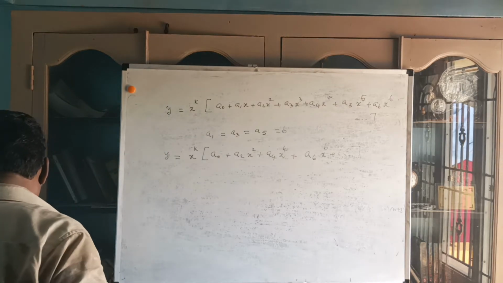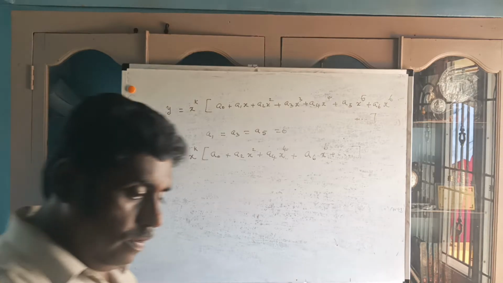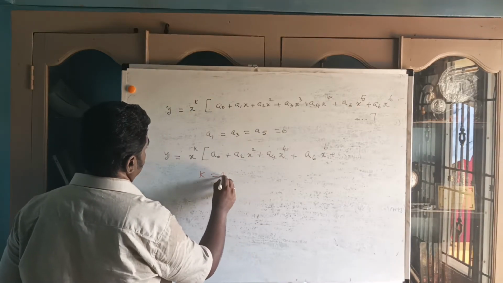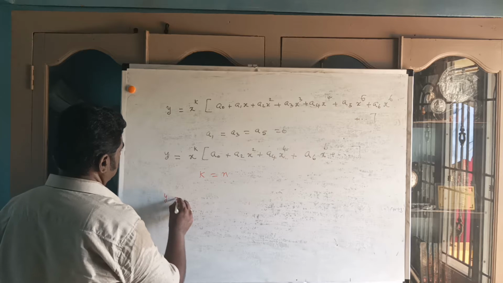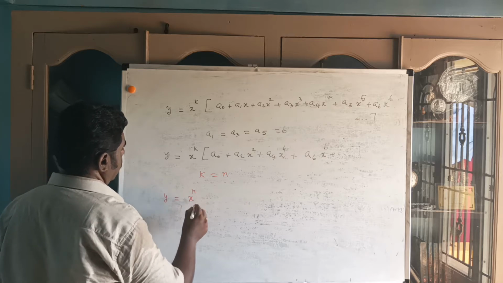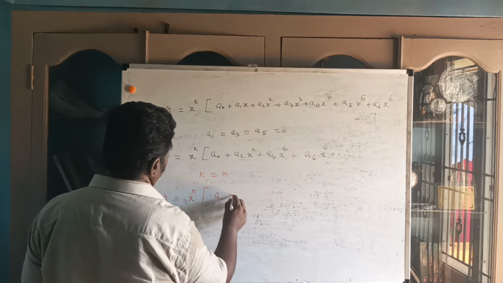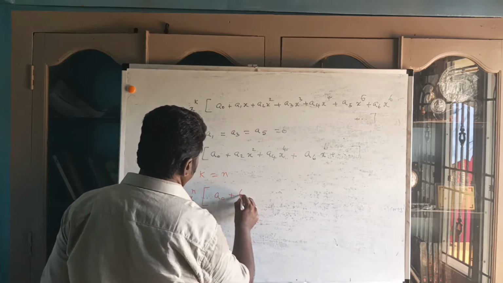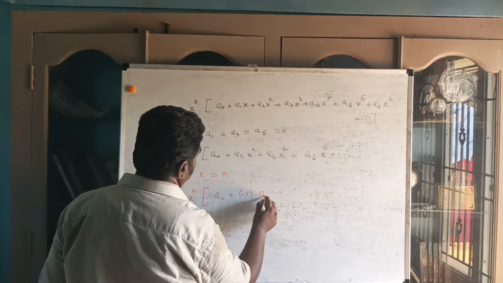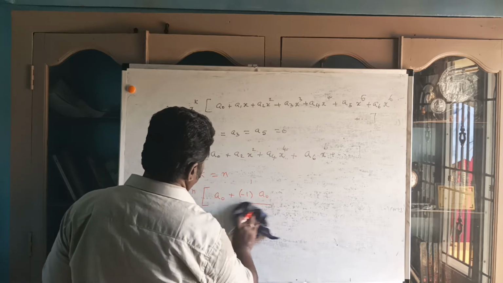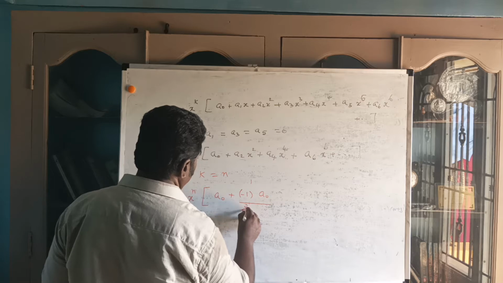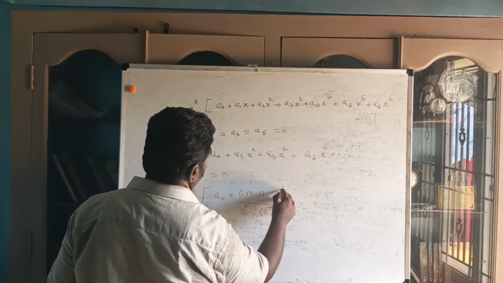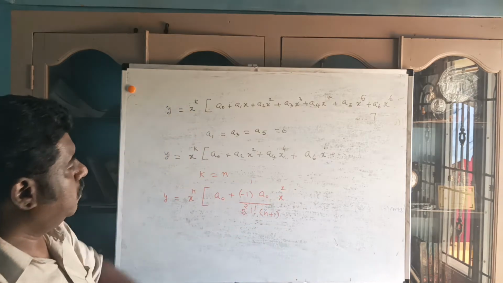Now, we know the value of k. The value of k equal to n, already known to you. K equal to n. Therefore, y equal to x power n into a0 plus the value of a2, which is minus a0. That minus sign is taken as minus 1 power 1 into a0 divided by 2 square 1 factorial into n plus 1. This is multiplied by x square, so a2 into x square.